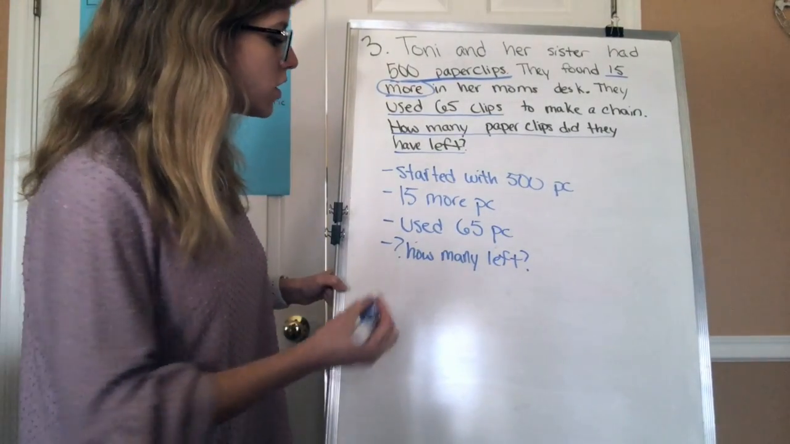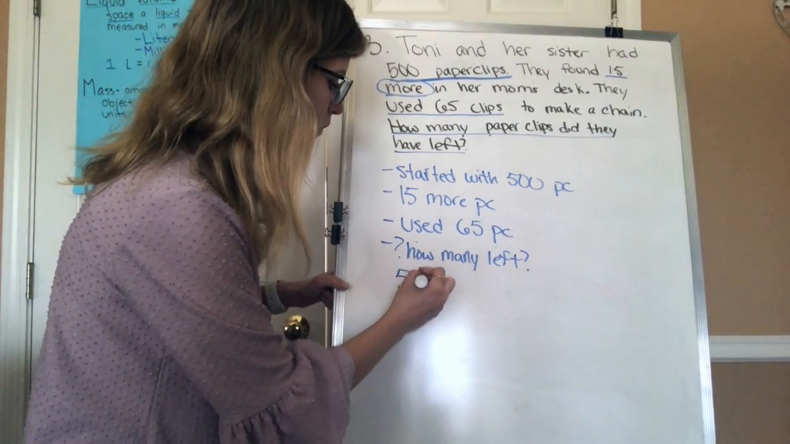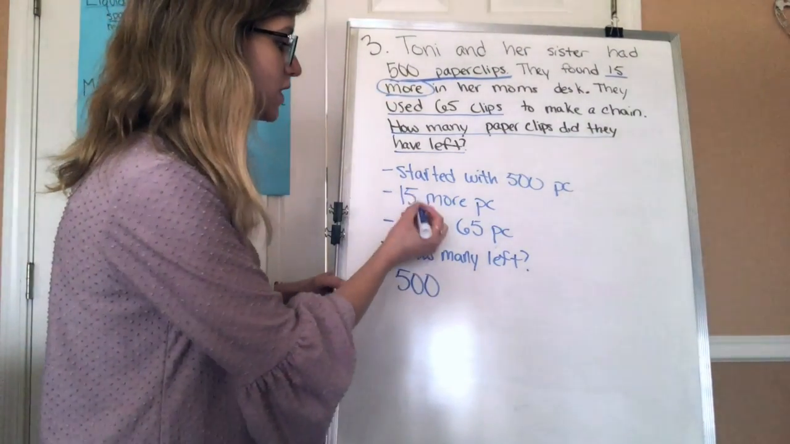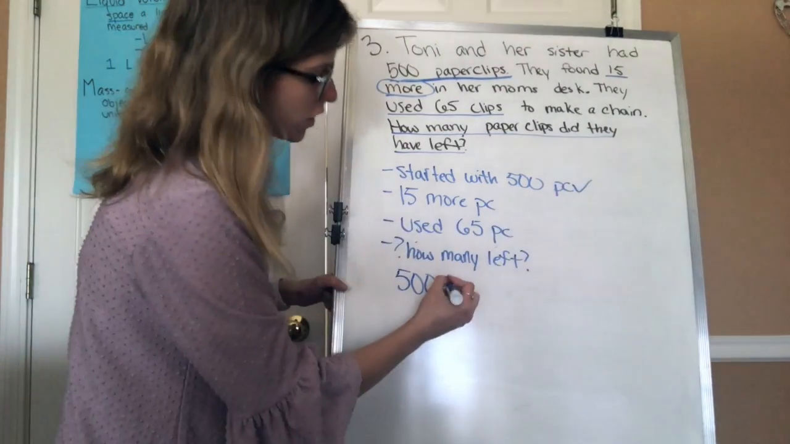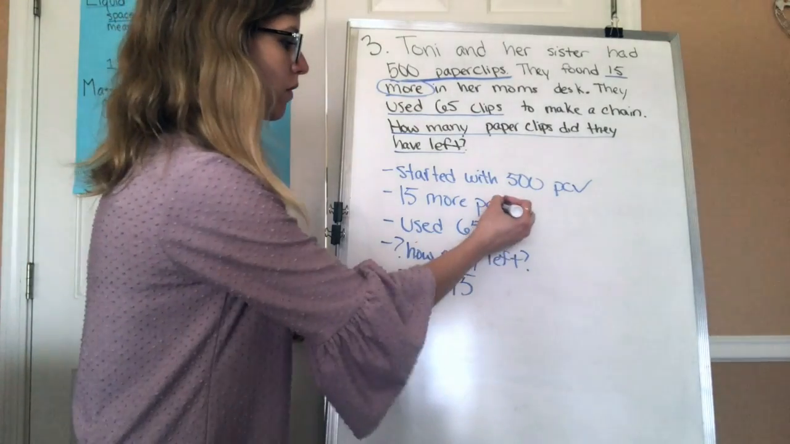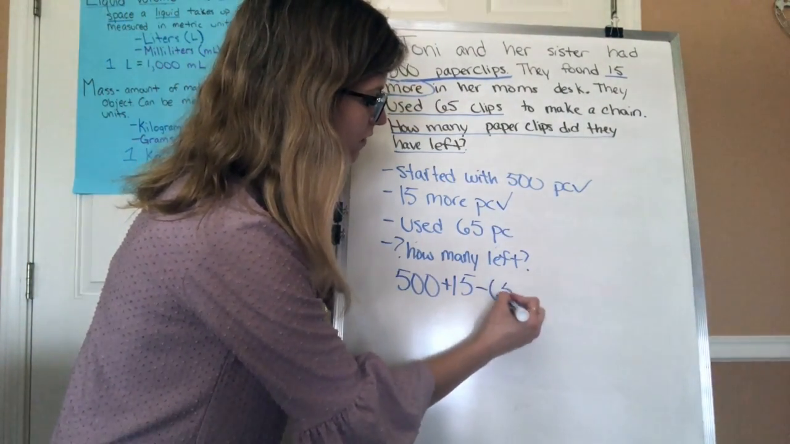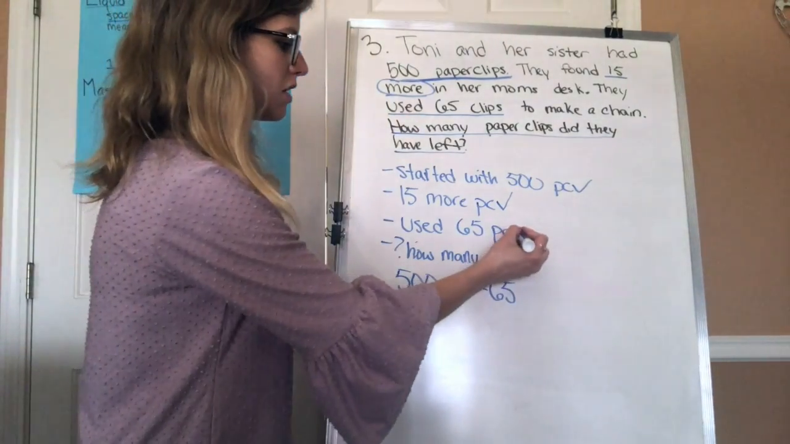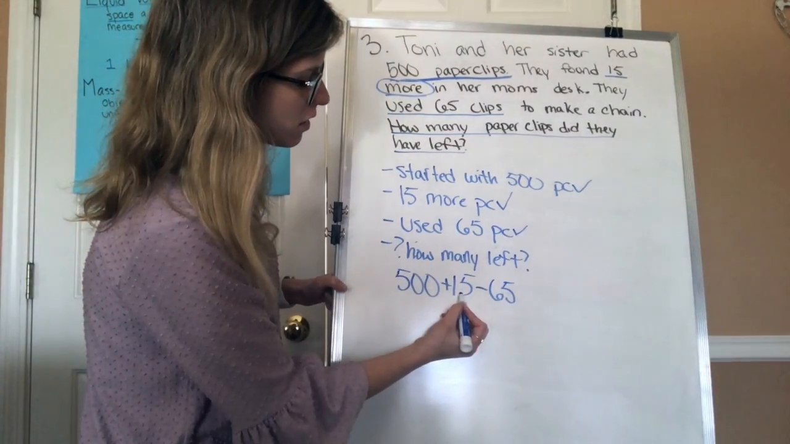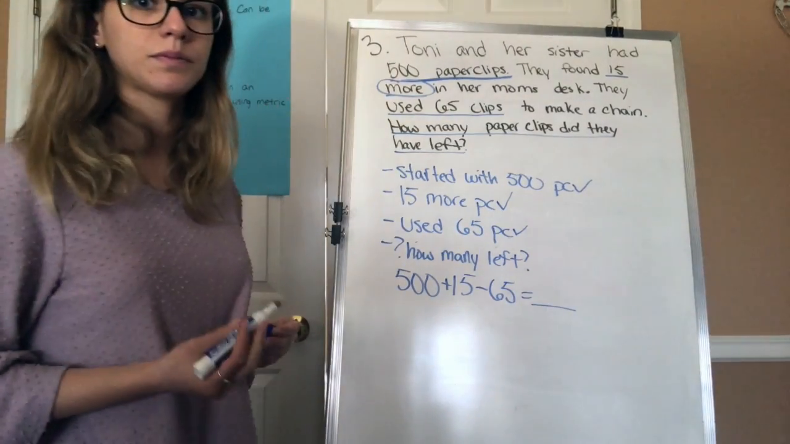An equation I can use is, since they started with 500, then they got 15 more. So that means that I'm going to add 15, but then they used 65 paper clips. So they got more, and then they took some away. So now I'm trying to figure out how many they have left.